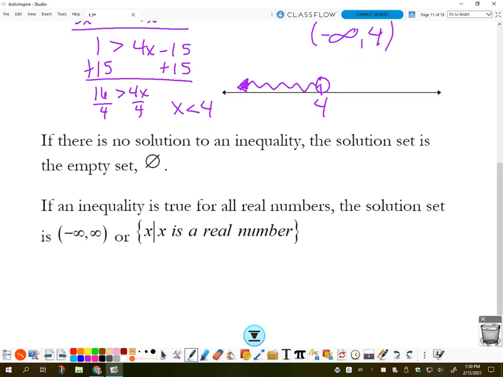Alright, if there is no solution, we'll just write this. If it's an inequality that's true for all, we'll write this. Okay, that's rare that it happens, but no solution happens when your variables disappear and you get a false statement, like 2 is greater than 6. I literally just said the wrong thing earlier. An inequality that's true for all real numbers is when your variables disappear and you are left with a true statement, like 2 is less than 6. If you're left with a false statement, it's no solution, just like with equations.